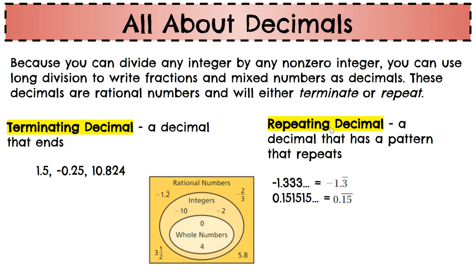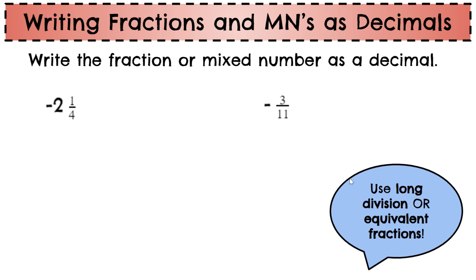Repeating decimals have a pattern that repeats. So negative 1.333... means that the 3 goes on forever and ever. And to show that a decimal repeats, I can put a line above it. These are terminating and repeating decimals.